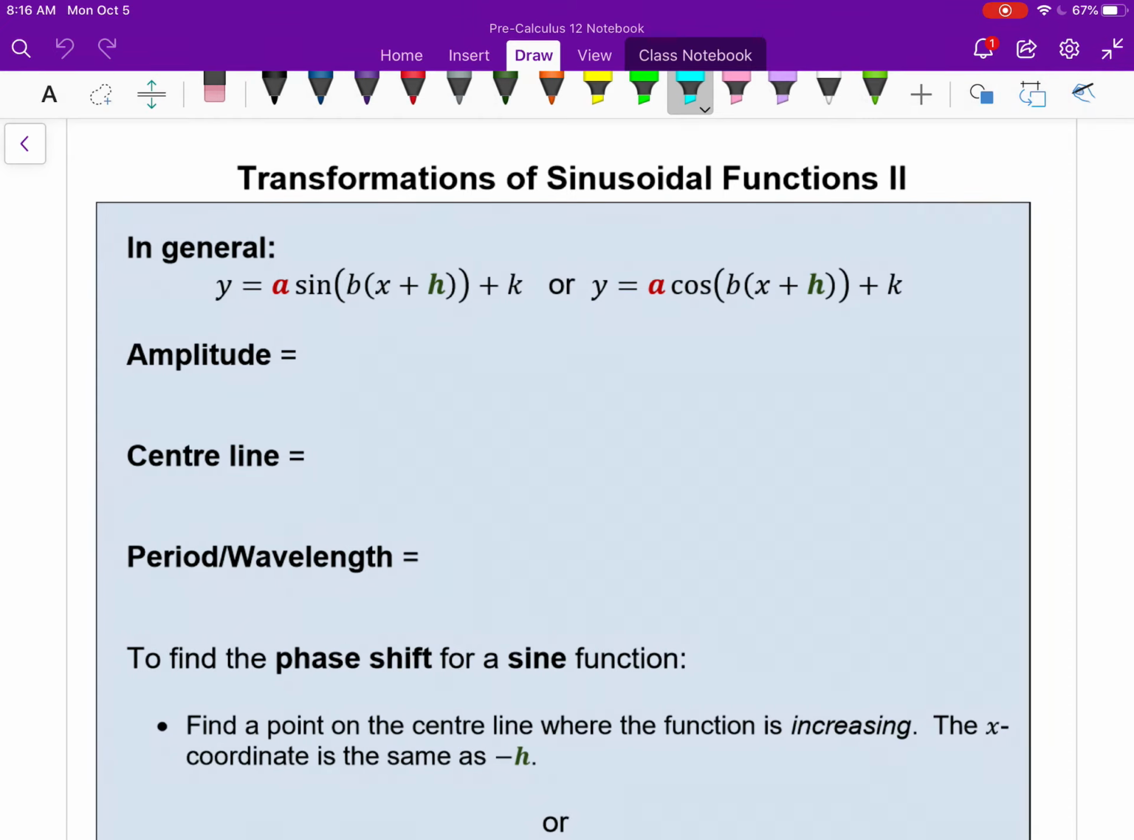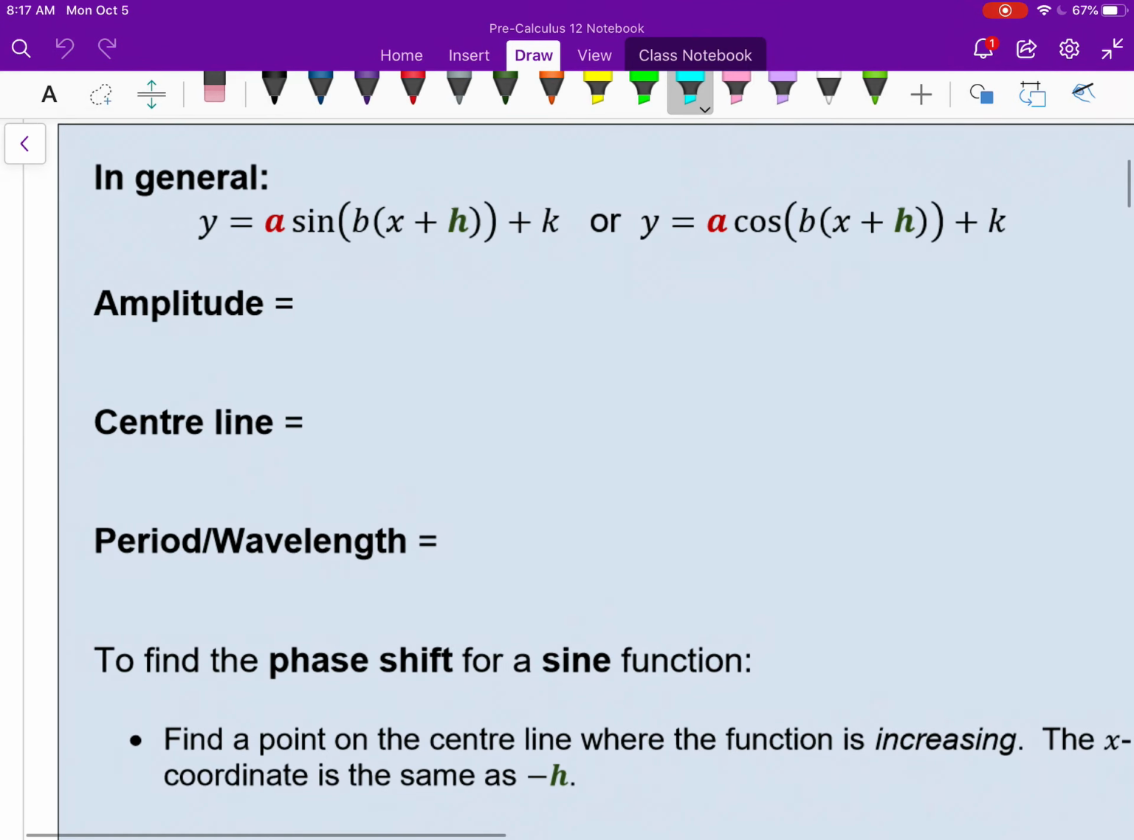So again, in general, we're looking at sinusoidal functions, so functions that can be modeled with sine or cosine. Remember, this is mostly review. Amplitude is essentially the same as the absolute value of a. The center line, actually the amplitude as well, can always be found by going max minus min divided by 2. The center line is always the same as your k value, your vertical translation, at y equals k.